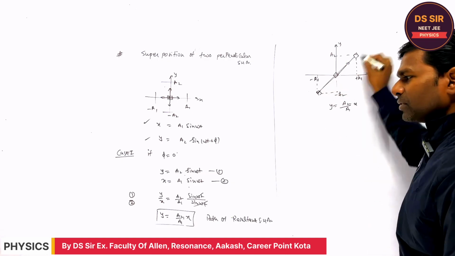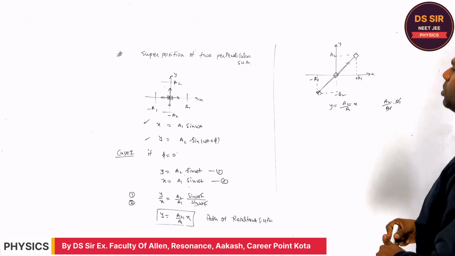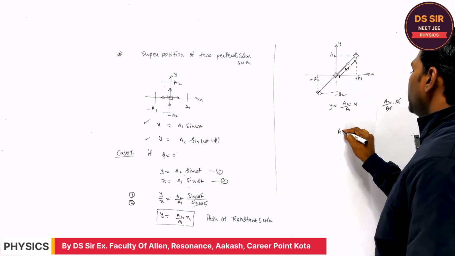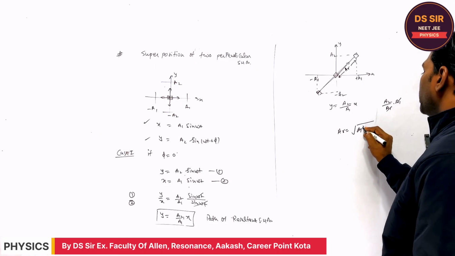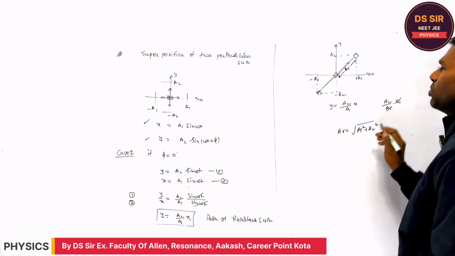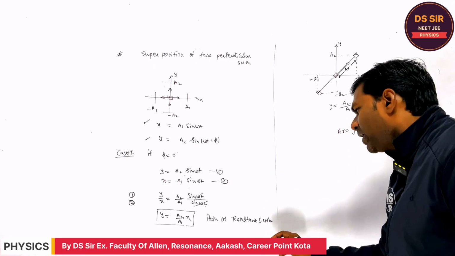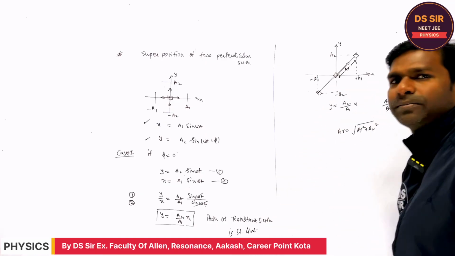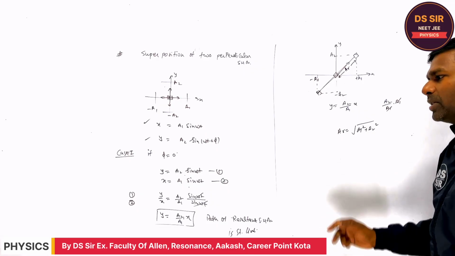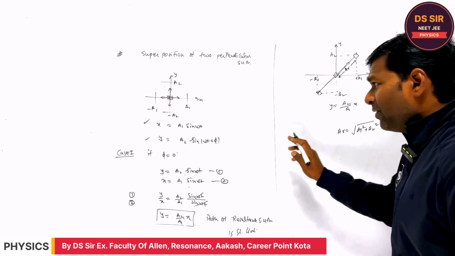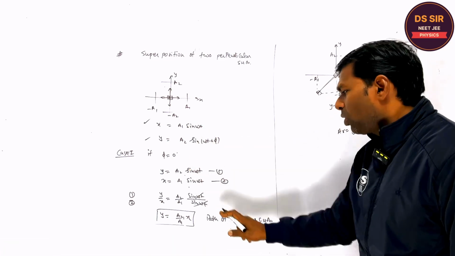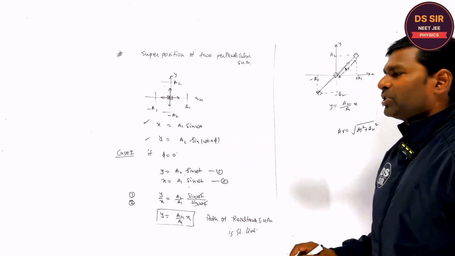Like this, right? And what will be its amplitude now? This will be the resultant amplitude, and the resultant amplitude will be the square root of a1 square plus a2 square. The resultant path of the SHM is a straight line over here. Is it clear or not? Copy this. So if the phase difference is 0, the path of the resultant SHM will be a straight line.